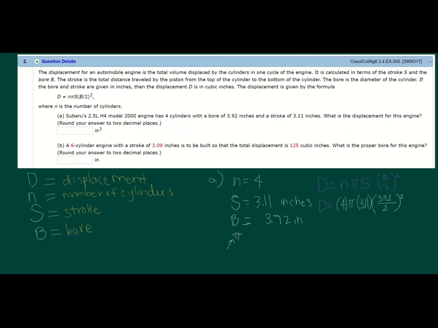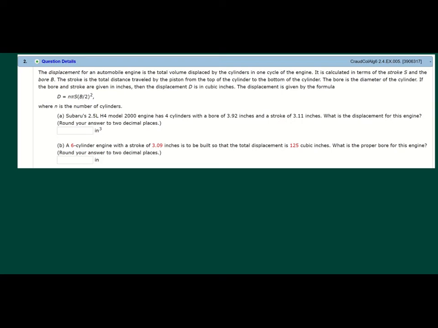For this problem, I went ahead and filled in all of the known values. We were told that n is equal to 4. We know s is equal to 3.11, and we were told that b is equal to 3.92. You need to fill in all of those values and then use your calculator to multiply 4 times pi, all times 3.1, all times 3.92 divided by 2, squared. Be very careful with your parentheses because you don't want this exponent to be applied to all of these numbers. You only want this exponent to be applied to 3.92 divided by 2.